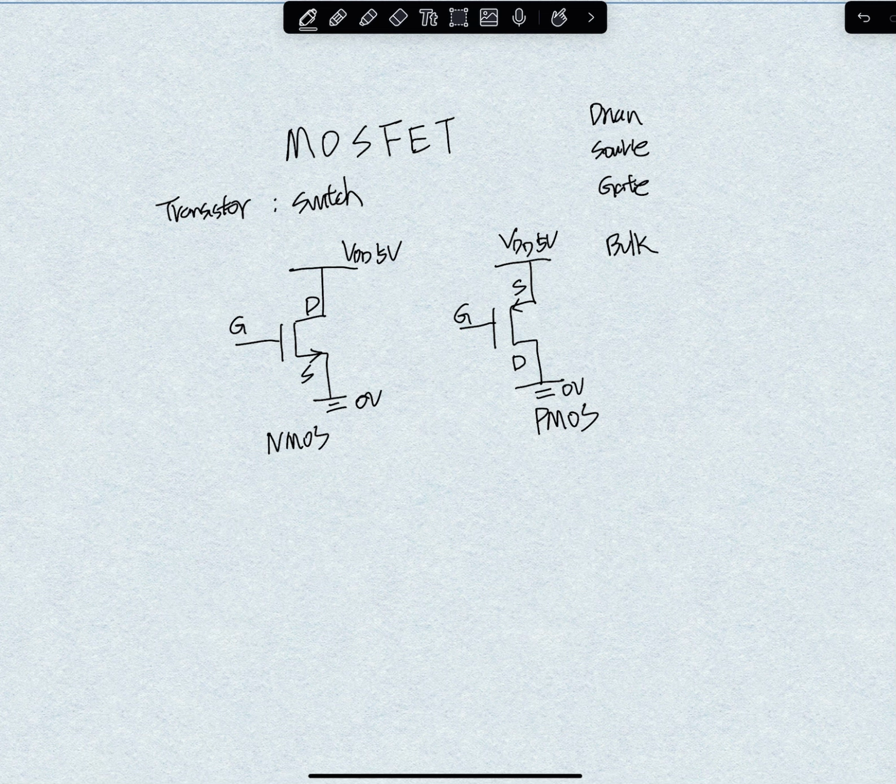Okay, so that's the basics of the MOSFET. We'll talk about the details later.